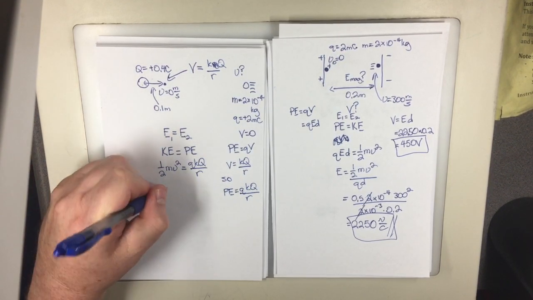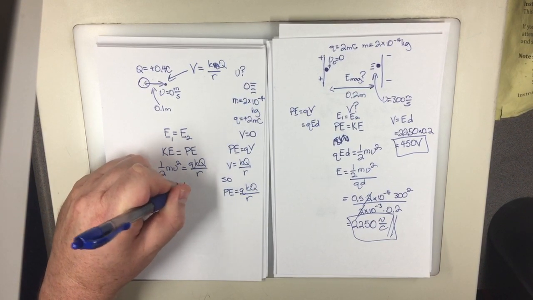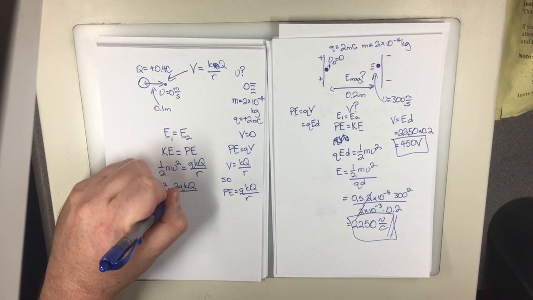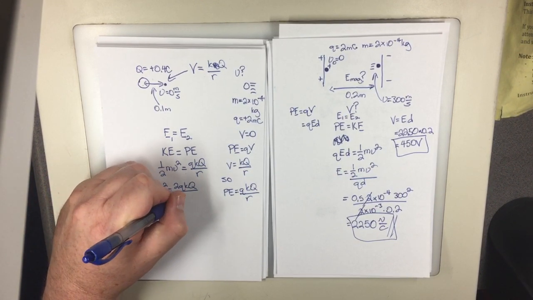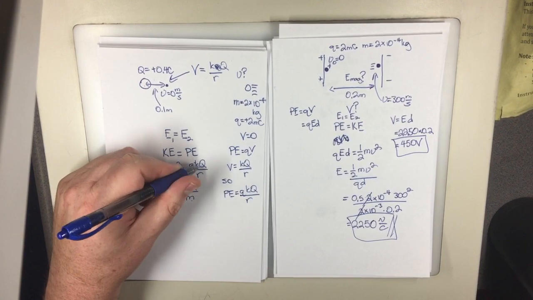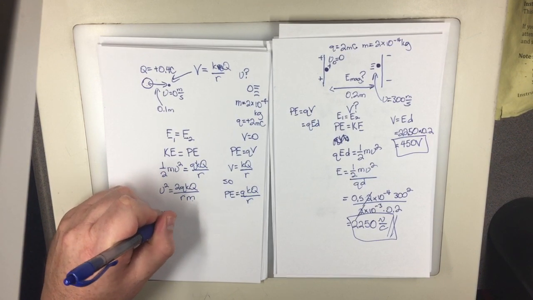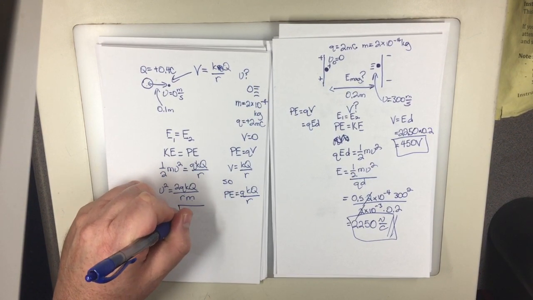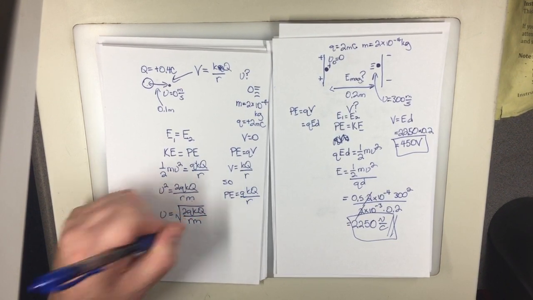Now I'm looking for the velocity. v squared equals 2Q K big Q over RM. 2 comes up, M comes down, KQQ over R, and so on. I get this: v is equal to the square root of 2Q K big Q over RM.